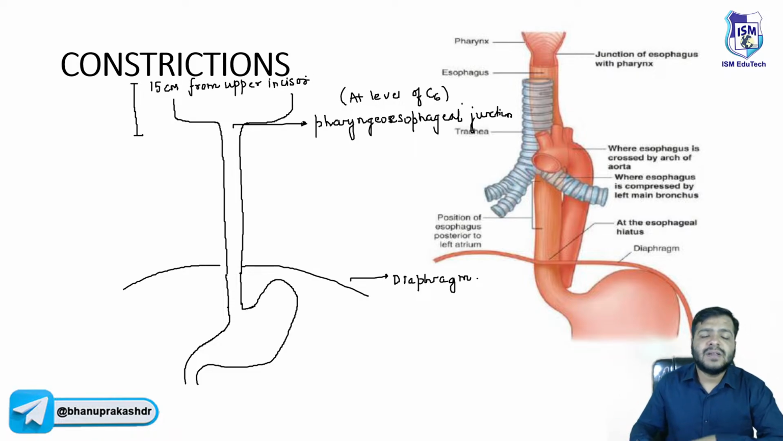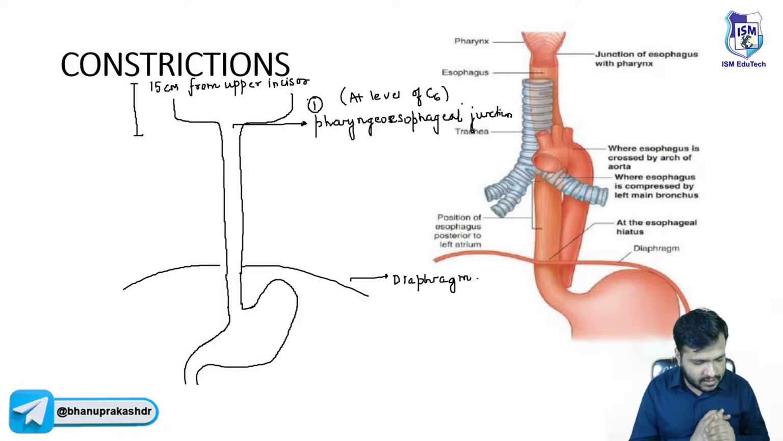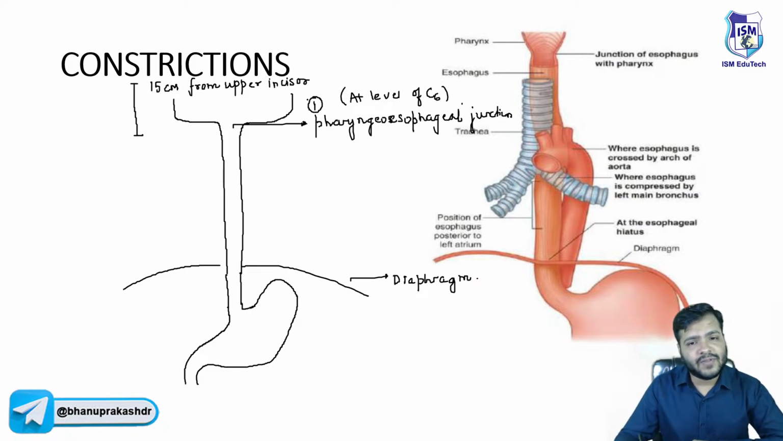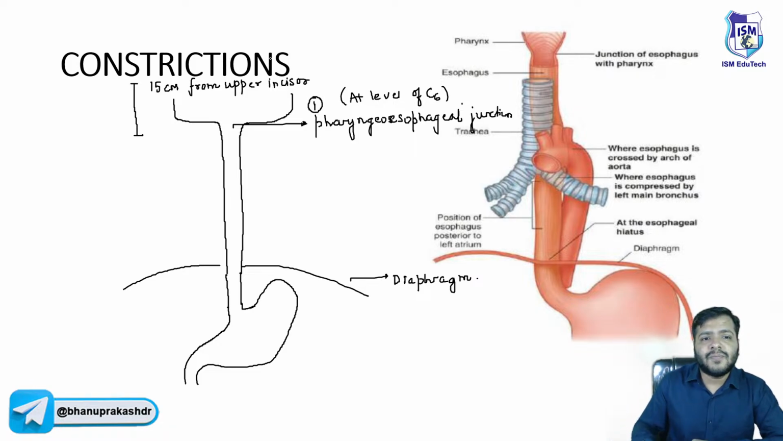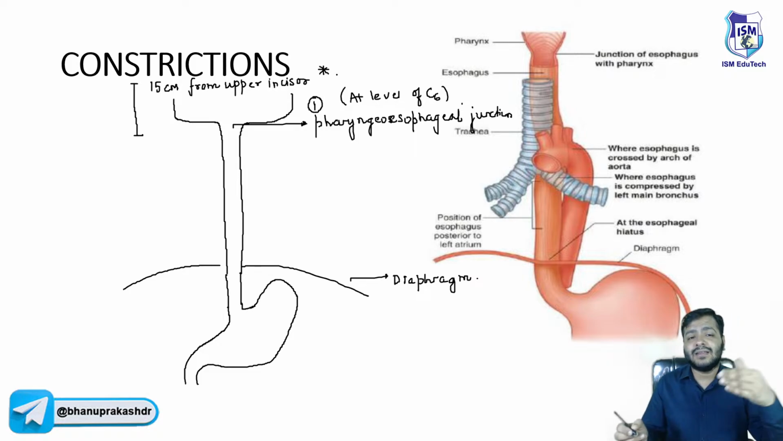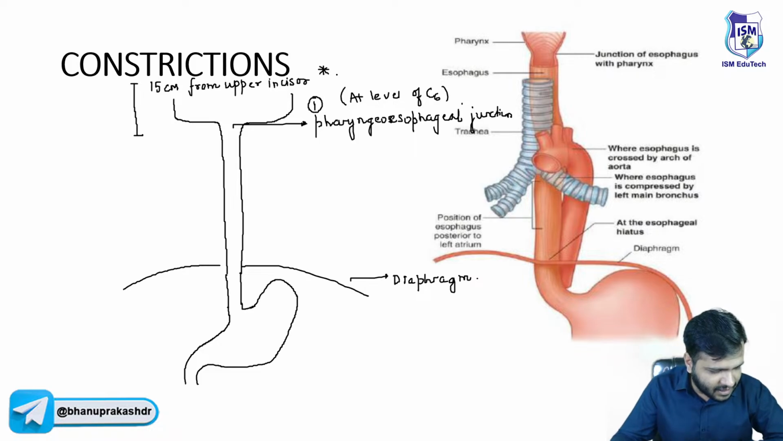From the upper incisor, if we take 15 centimeters, there will be the first constriction of the esophagus, exactly at the pharyngeo-esophageal junction, just at the beginning of the neck. So it is 15 centimeters from the upper incisor. Can anyone tell me why there are 3 landmarks that are taken?